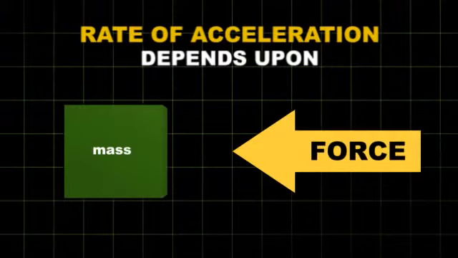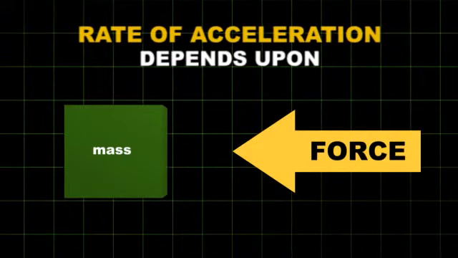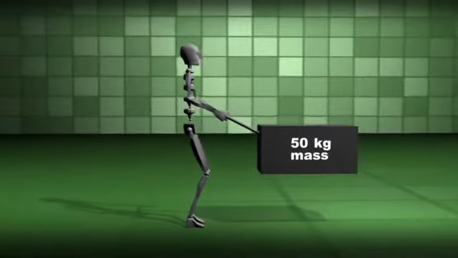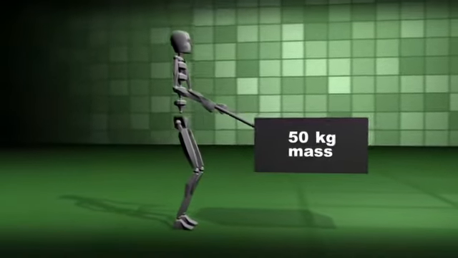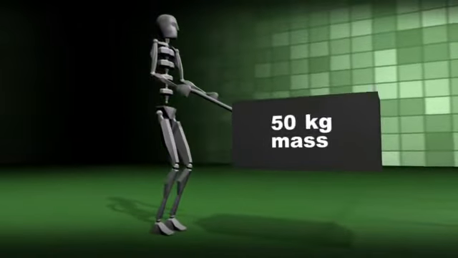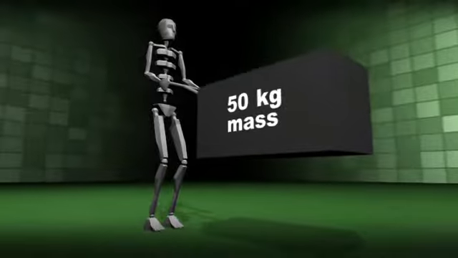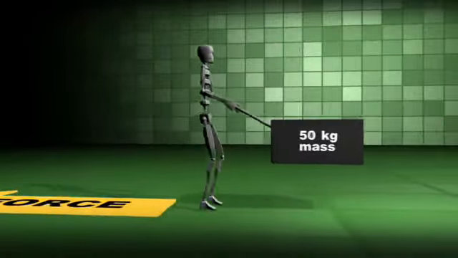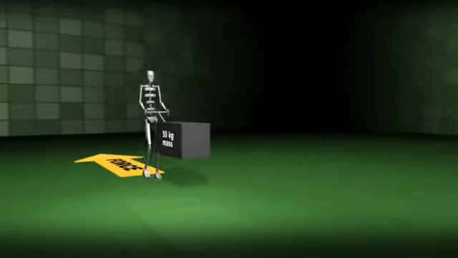Acceleration depends upon 2 variables: the mass of the object and the magnitude of the applied force. In this example, a 3D character represents a pulling force on a 50 kilogram mass. Using his full strength, he has no trouble accelerating the object in the direction of his pulling force.